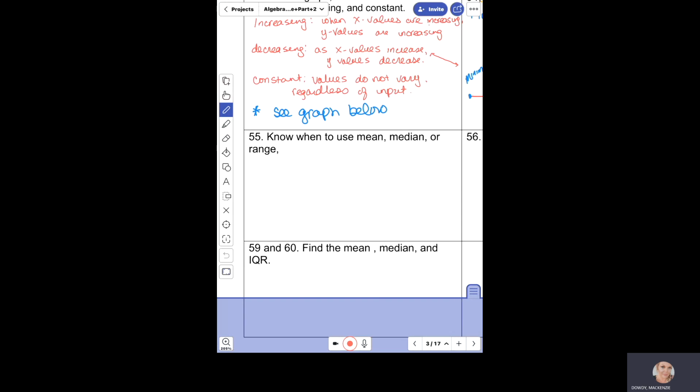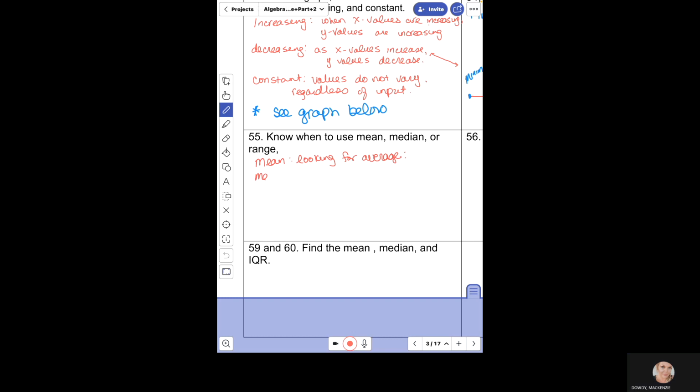Number 55. Remember, we're going back to 55, we skipped around a little bit. So 55, know when to use the mean, median, or range. So mean, when you're looking for the average. And remember, I said you can remember that as the average person is mean, the average teacher is mean, the average mom and dad is mean, whatever. Whatever's going to help you remember it.